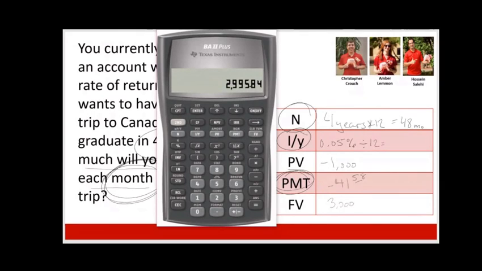Now, say our interest rate had been 5%, so if we'd done 5 divided by 12, plug that one in for our interest rate. Now, real quick, I didn't clear my work. I'm just changing one key, so it's okay to type it in and then hit that for interest rate. It's going to keep the rest of it. So now I can hit compute and payment. If I had 5%, then it would come up with $33 instead of $41. Cost times 12 times 4 years.